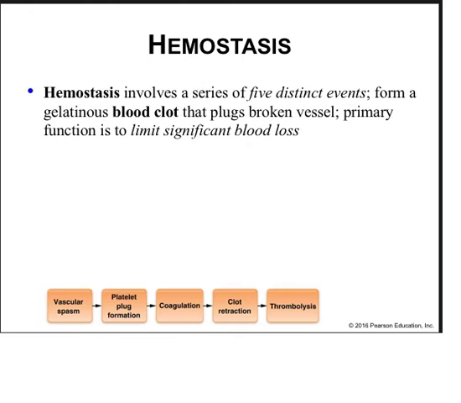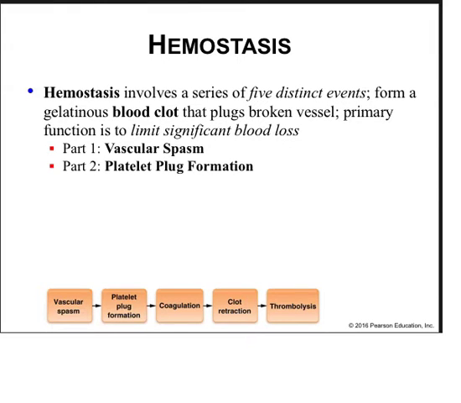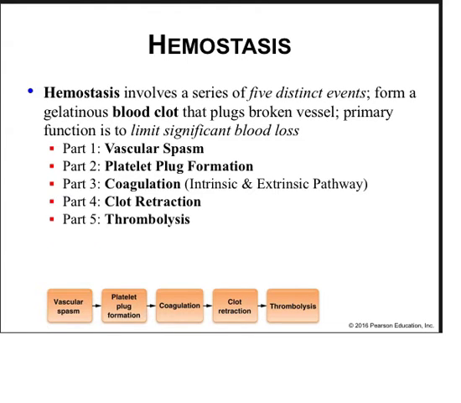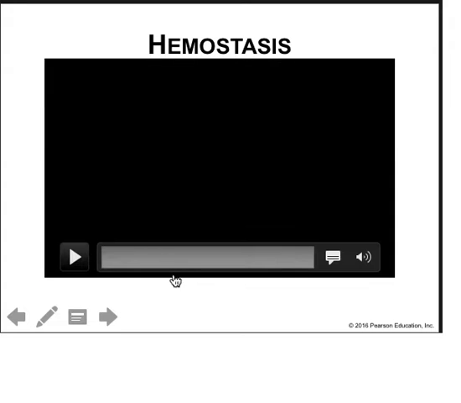Now, hemostasis involves a series of five distinct events that form a blood clot that plugs a broken vessel. The primary function is to limit significant blood loss. The first part includes vascular spasm, then platelet plug formation, then coagulation, then clot retraction, and thrombolysis. So let's take a look at hemostasis.